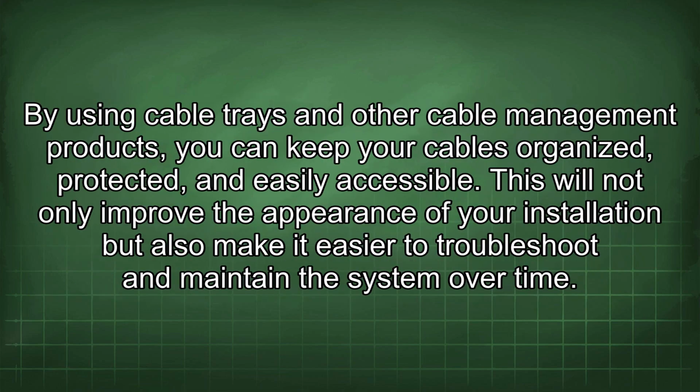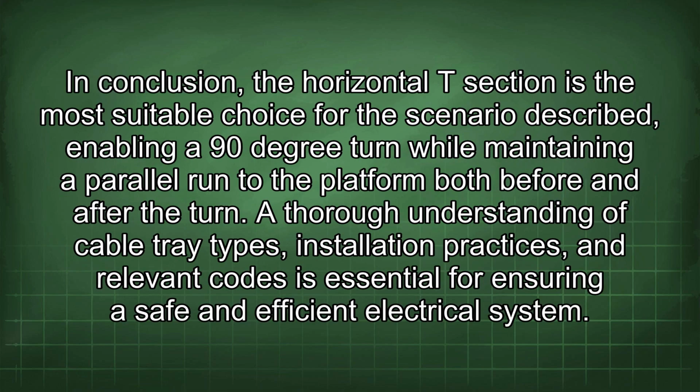By using cable trays and other cable management products, you can keep your cables organized, protected, and easily accessible. This will not only improve the appearance of your installation, but also make it easier to troubleshoot and maintain the system over time. In conclusion, the horizontal T-section is the most suitable choice for the scenario described, enabling a 90-degree turn while maintaining a parallel run to the platform both before and after the turn. Thorough understanding of cable tray types, installation practices, and relevant codes is essential for ensuring a safe and efficient electrical system.